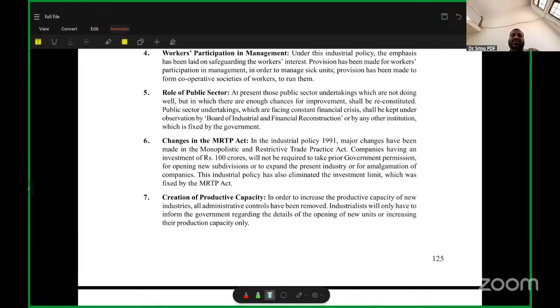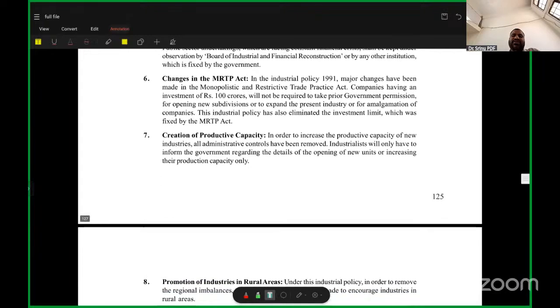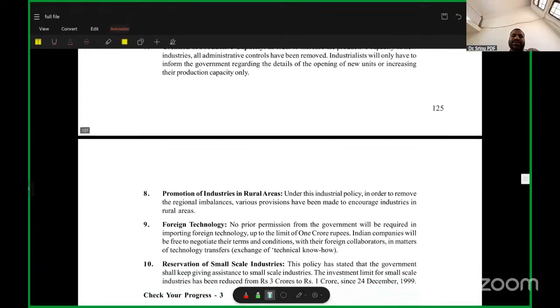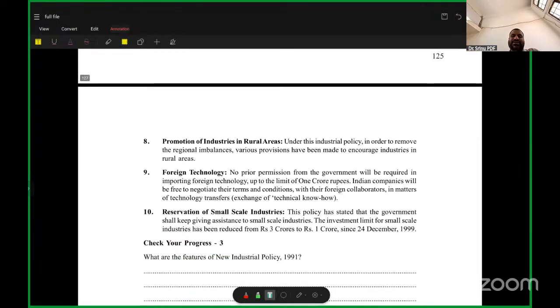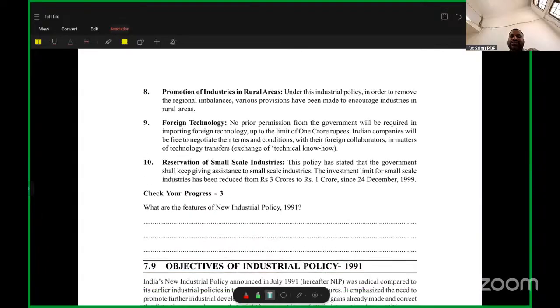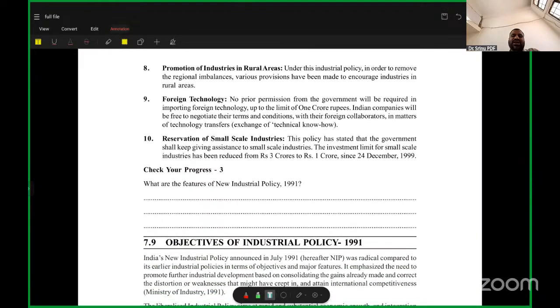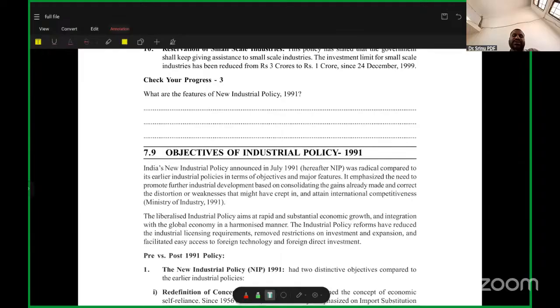The change of rule for the MRTP Act. The MRTP Act is the Monopolies and Restrictive Trade Practices Act. Previously it was there, now it has been removed. Creation of productive capacity, promotion of industries in rural areas, and adoption of foreign technologies. There is no permission required. Previously permission was required, now it is not required. The reservation for small scale industries was also changed. All these are the features of the industrial policy.